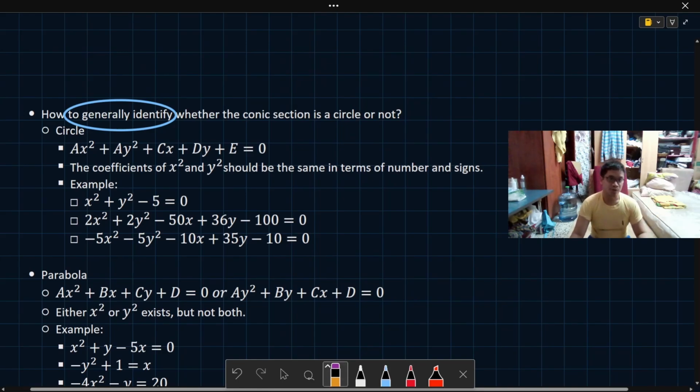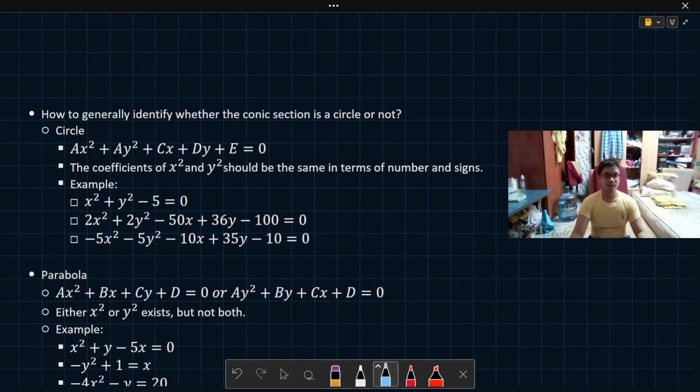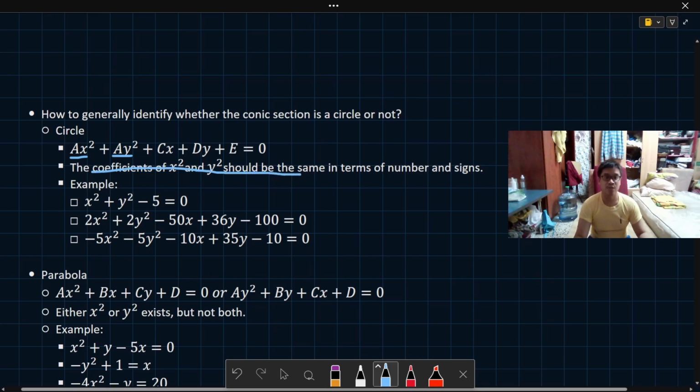Let's start first with the circle. For a circle, the formula looks like this: Ax squared plus Ay squared plus Cx plus Dy plus E is equal to 0. So what does it mean? It means that the coefficients of x squared and y squared should be the same in terms of number and sign. What do I mean by coefficient? For example, I have 2x. What's the coefficient of this term?